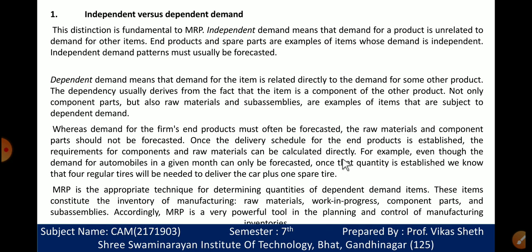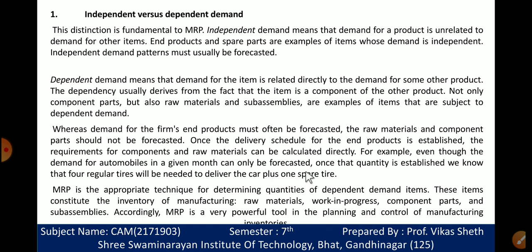Okay, for example, even though the demand for the automobiles in a given month can only be forecast, once that quantity is stabilized, we know that four regular tires will be needed to deliver the car plus one spare tire.